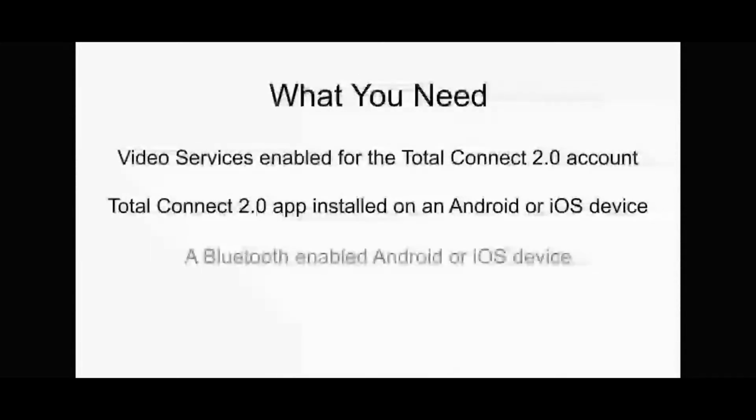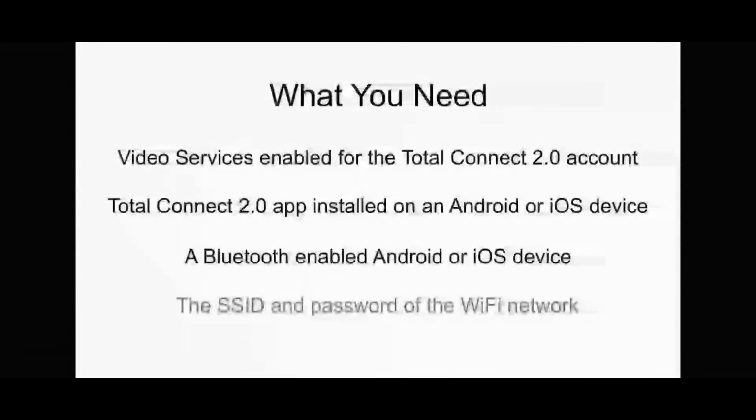You need video services to be enabled for the Total Connect 2.0 account. You also need the Total Connect 2.0 app installed on an Android or iOS device. The device needs to be Bluetooth ready, and you will need the SSID and password of the network that the camera will be connected to. If you need to, please pause the video now to get everything ready.